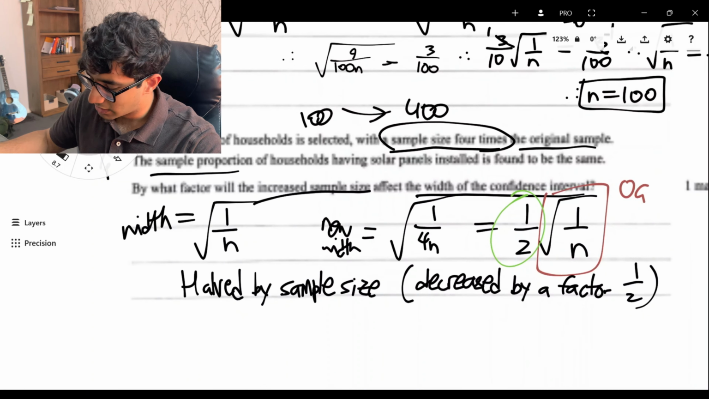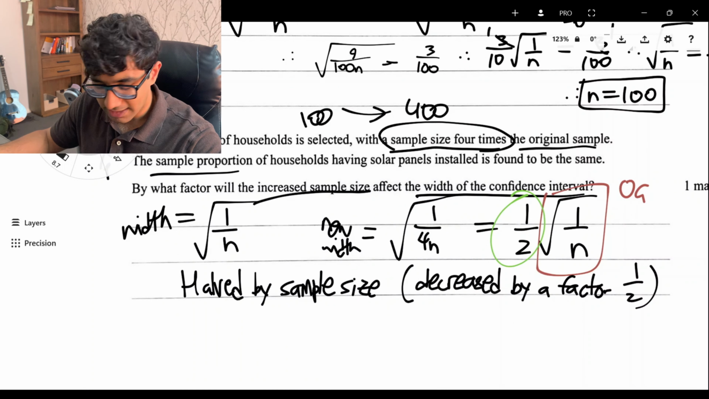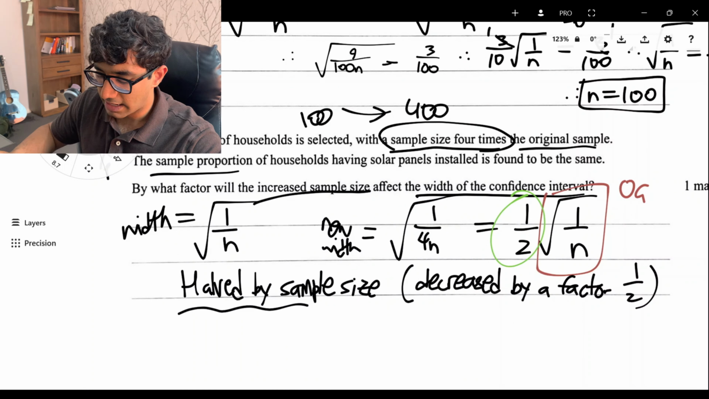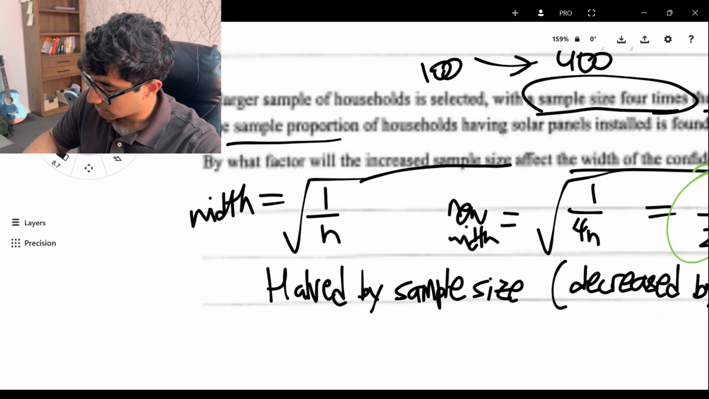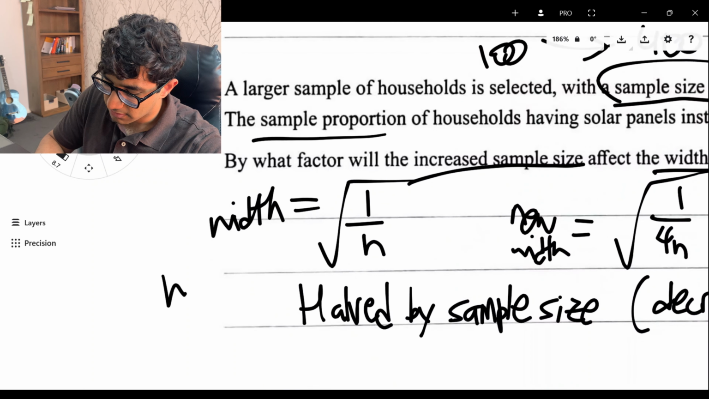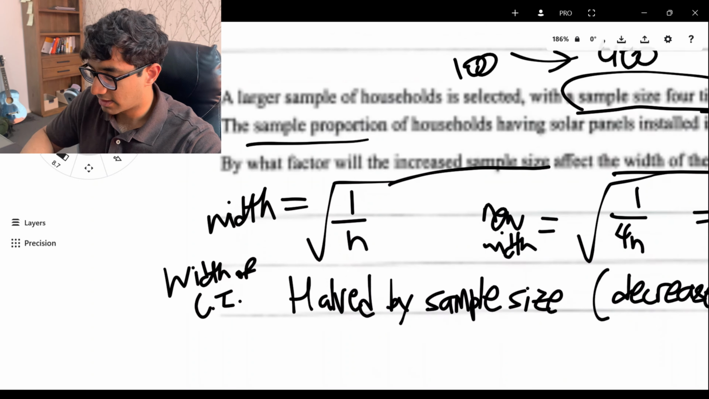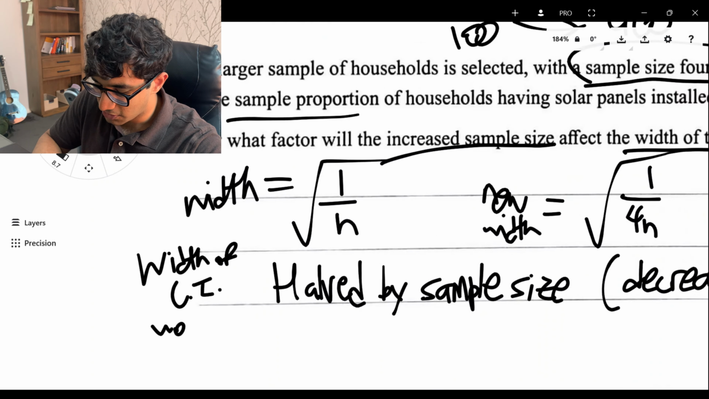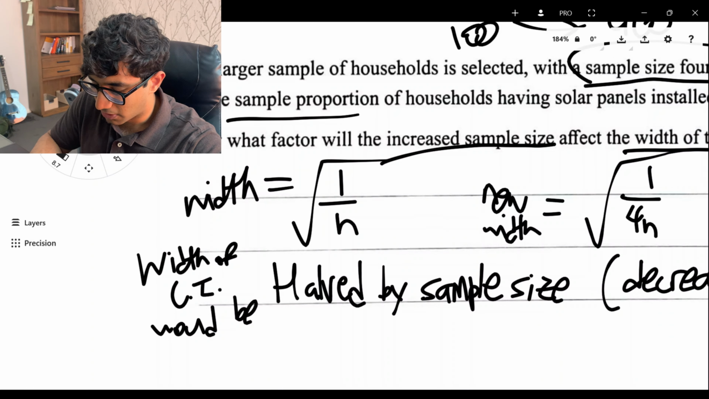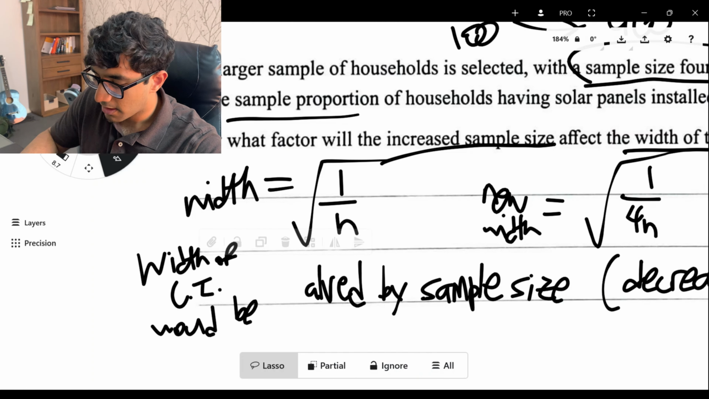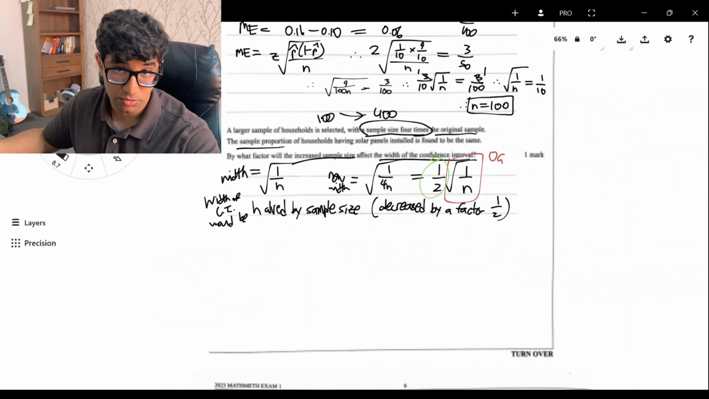But you'll realize that the VCAA examiners are pretty forgiving in that sense. So as long as you specify that it would be halved, so the width of the confidence interval halved by sample size, and as long as you use some proper English, to be honest, you should be fine in this case. Okay, but yeah, there you go. Your width of the confidence interval would be halved.